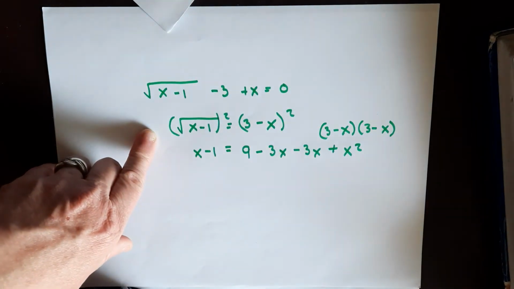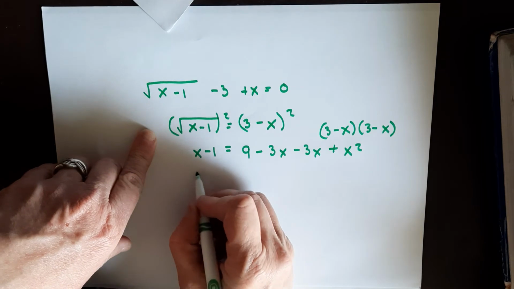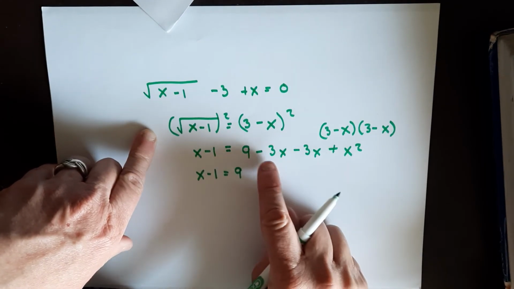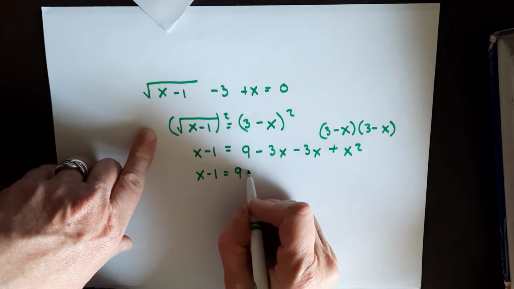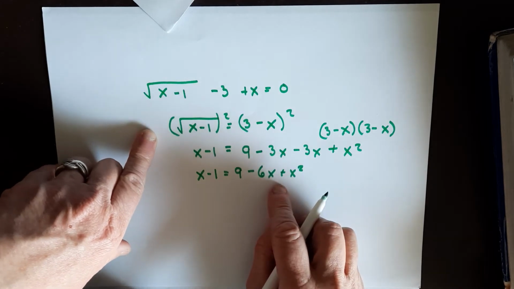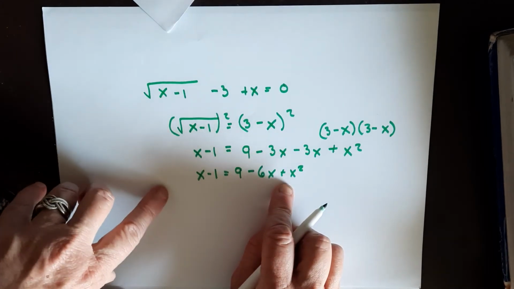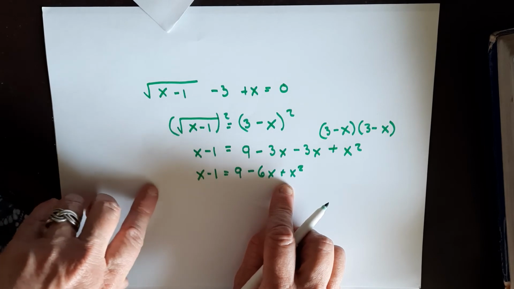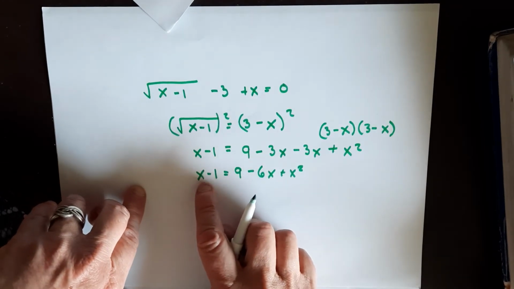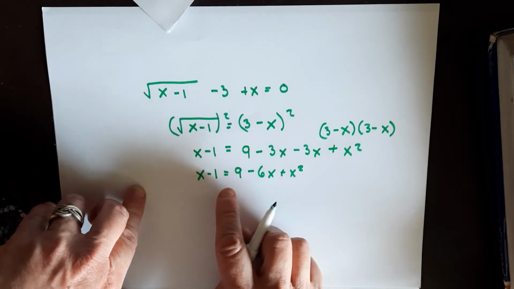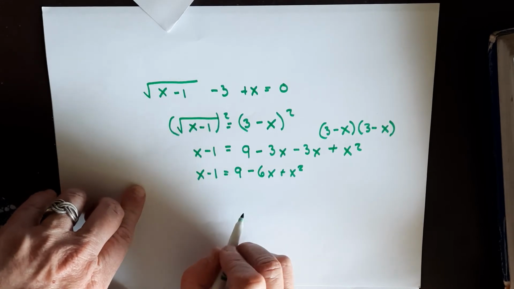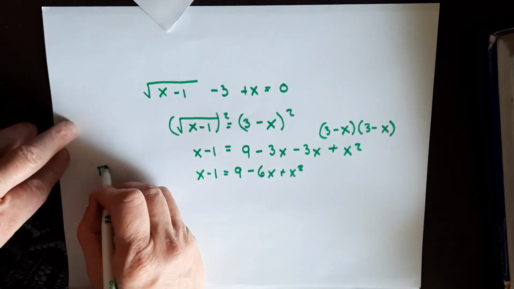So now what we have is x minus 1 equals 9. We can combine these two like terms. Minus 3x is minus 6x plus x squared. Now what do we do? We want to factor this one. So what that means is we want to get all of our variables and numbers on one side of the equation, and 0 is the only thing left on this side. I'll show you why, because we want to get to where we can factor it.